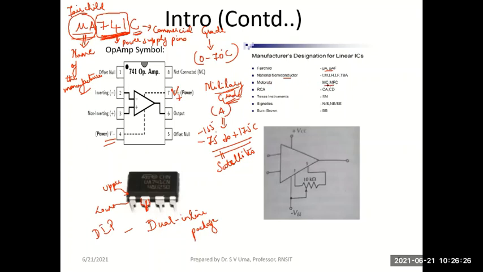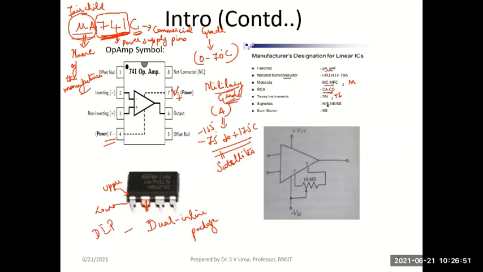Motorola people use just M, MC or MFC. You have M741, MC or MFC 741. RCA semiconductors will come with the initials CA, CD. Texas Instruments with SN, and you have TI also sometimes.